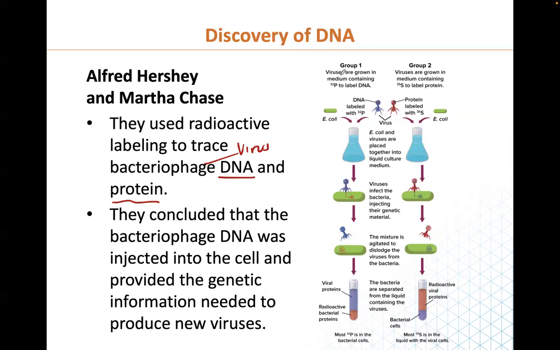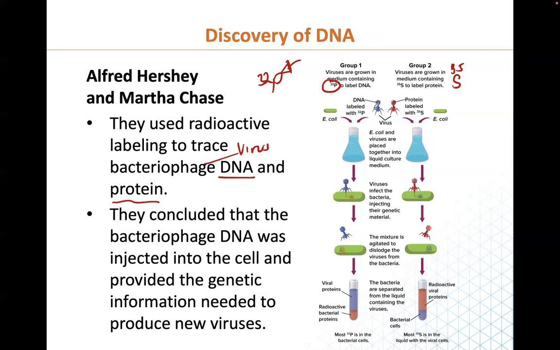They labeled the DNA with phosphorus 32 and labeled the protein with sulfur 35. Why do they label them with these elements? These elements are radioactive. They can easily glow. They can cause a kind of radiation or lighting, even when they are inside an organism.